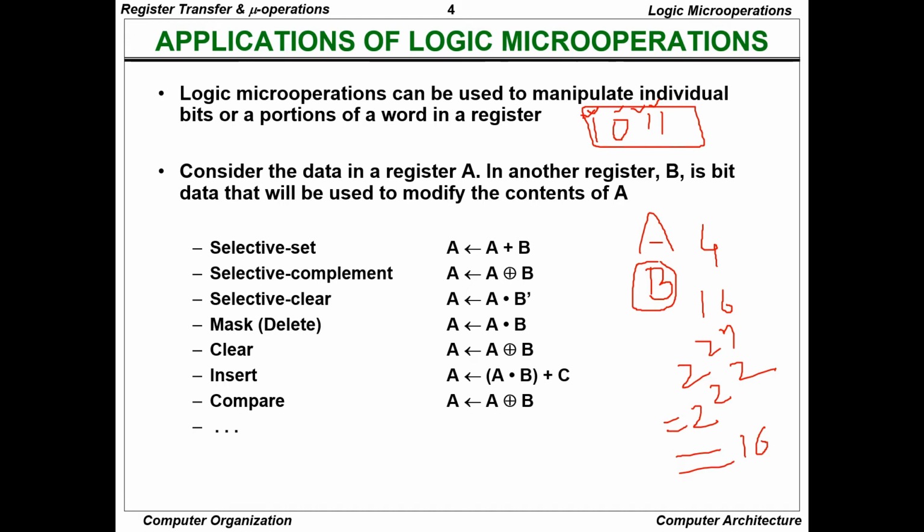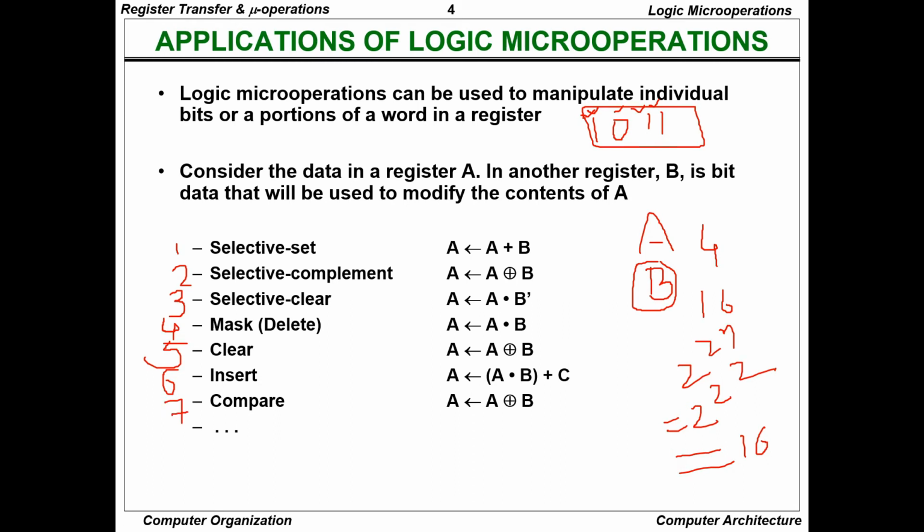So here we have different applications of logical micro operations. The first one is selective set. Second one is selective complement. Third one is selective clear. Fourth one is mask. Fifth one is clear. Sixth one is insert. And seventh one is compare.